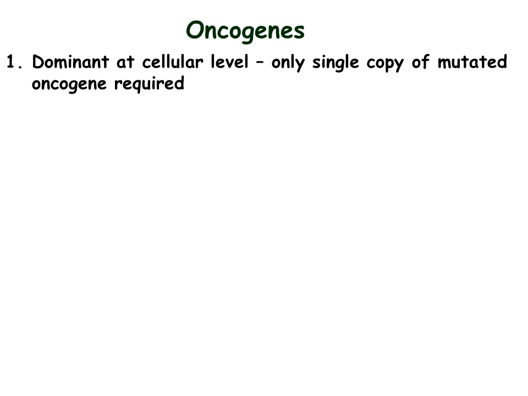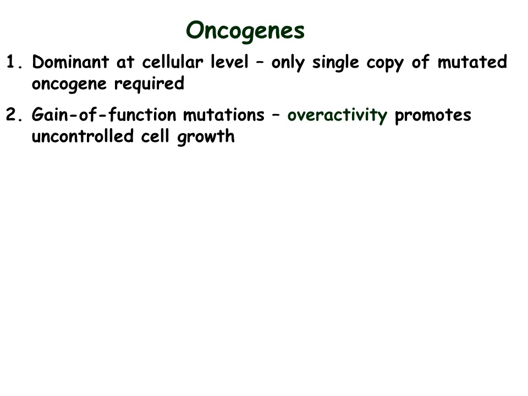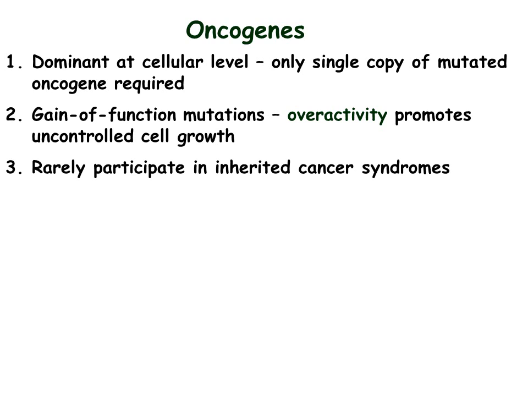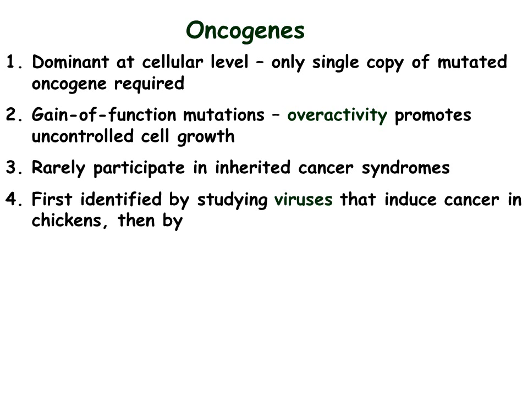Now, oncogenes, so these are the mutated proto-oncogenes, are dominant. Only a single copy of a mutated oncogene is required. You don't have to have two copies. And when they occur, it's a gain-of-function mutation. So it's too much growth factor production. The receptor is telling the cell to divide, even though there's no growth factor there. It's an overactivity that results in uncontrolled cell growth. They rarely participate in inherited cancer syndromes. It just turned out to be that way.